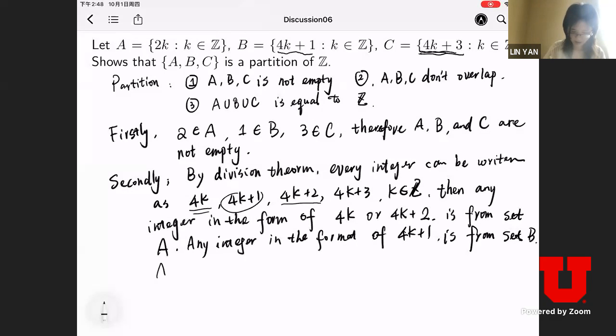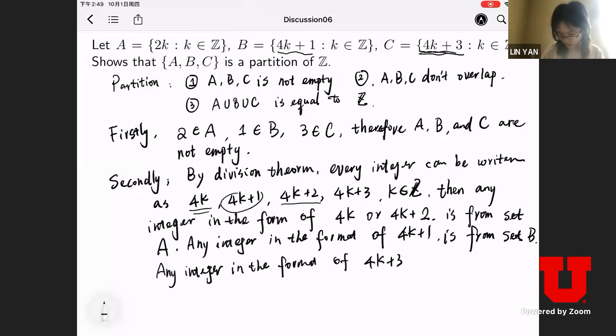Similarly, any integer in the format of 4k plus 3 is from set C. So A, B, C do not overlap, because these 4 forms do not overlap.